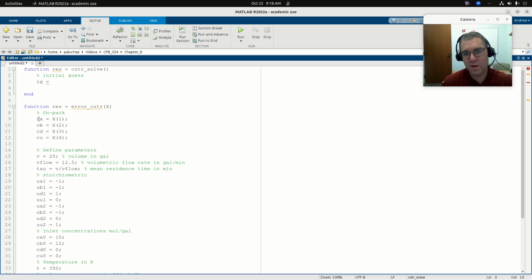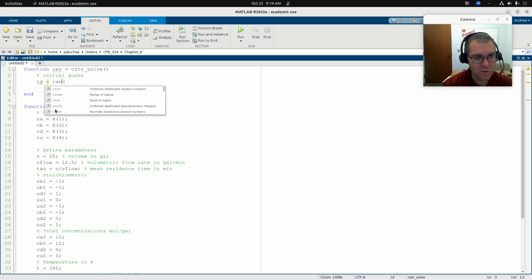So A, we start out with 10 moles per gallon. If all the A is consumed, it goes to 0, so it's going to be between 0 and 10. In terms of B, I'm starting out with 12. If I consume all the A, it can go down to 2, so it could be between 12 and 2. D and U, if all the A is consumed, could in theory be between 0 and 10. So A, D, and U are going to be between 0 and 10. B is going to be between 2 and 12.